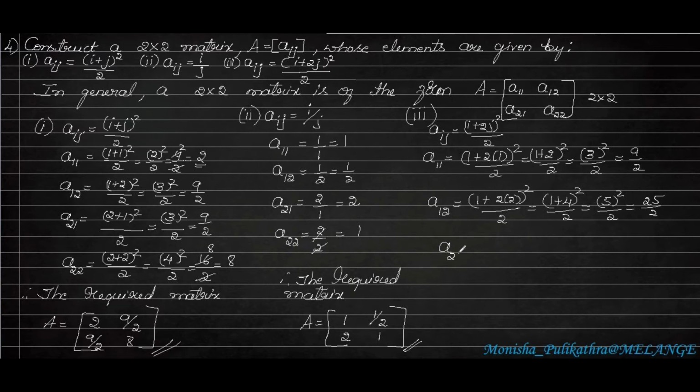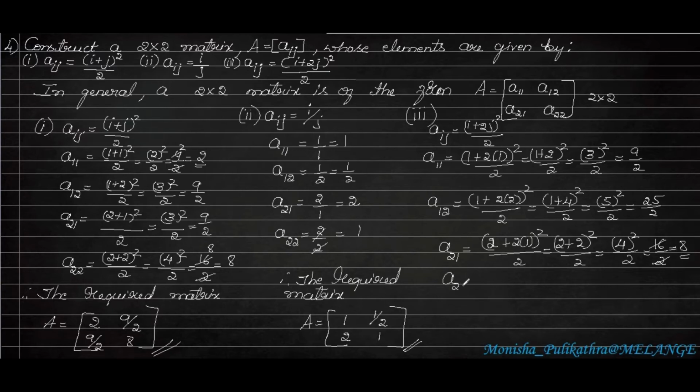Next, the third one, that is A21. A21 is 2 plus, in the place of i, we have to write 2 here. Okay. So 2 plus 2 into 1 whole square divided by 2 is equal to 2 plus 2 ones are 2, so whole square divided by 2. 2 plus 2 is 4 square divided by 2, that is 16 divided by 2. 2 eights are 16. Okay. So A21 is equal to 8.